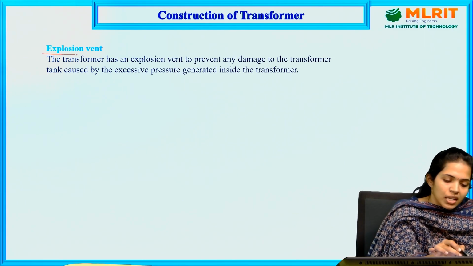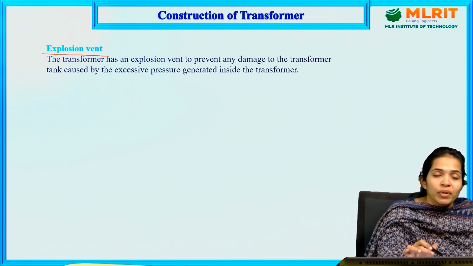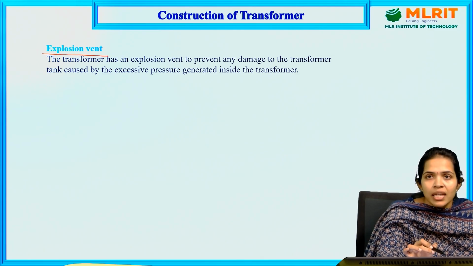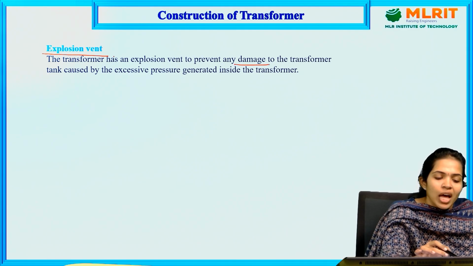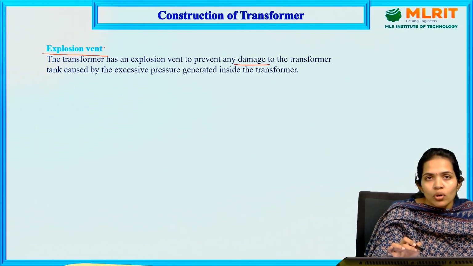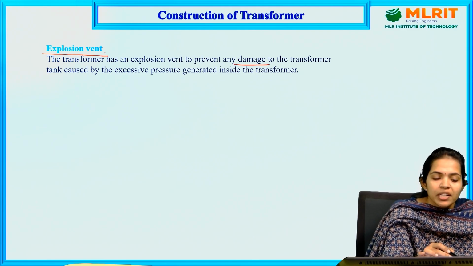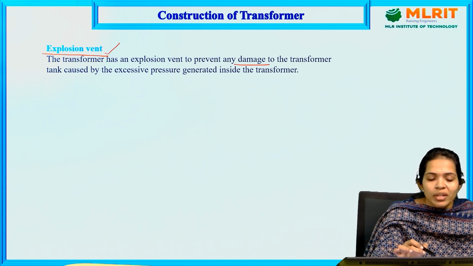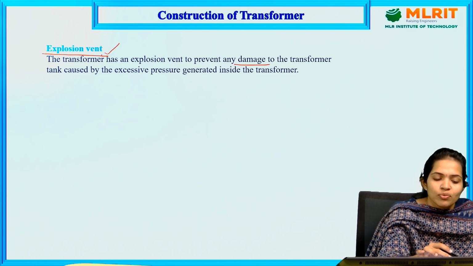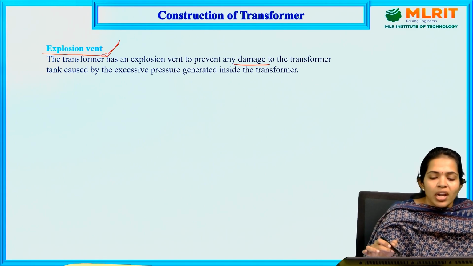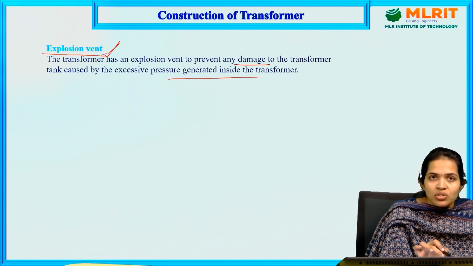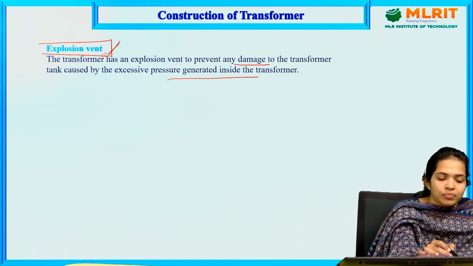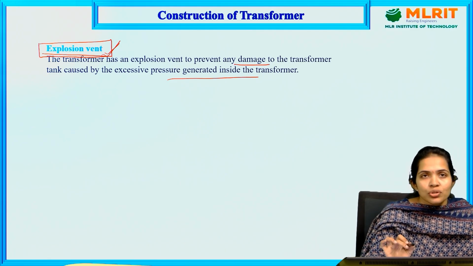And the final thing is the explosion vent. If the pressure inside the transformer increases in any case, then to avoid damage to the transformer, we have an explosion vent which, when opened, releases this internal high pressure, in turn protecting the transformer from major damage. So excessive pressure in the transformer is released through the explosion vent. So this is about the construction of the transformer.